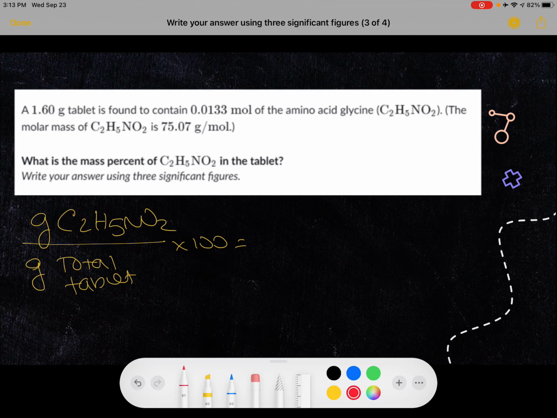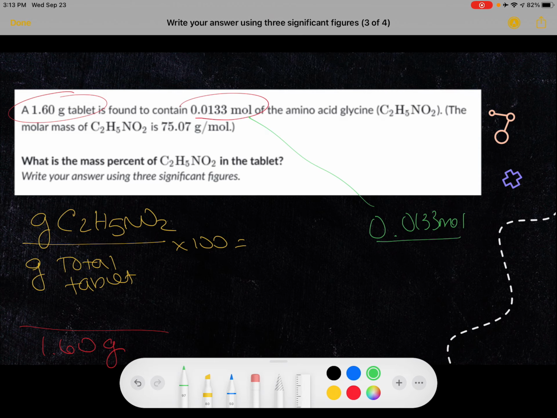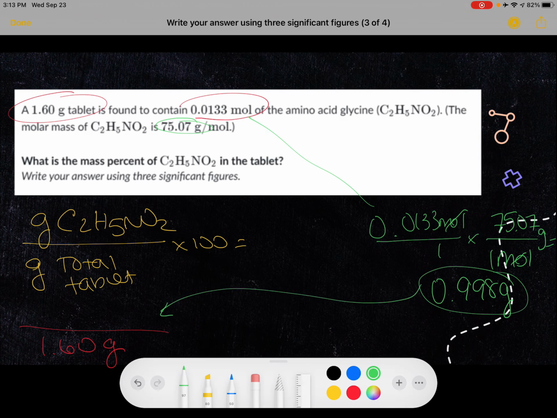So now as I go through here, let me see what I have. I read the problem again. 1.60 grams, that's my denominator. And then I need the grams for my numerator. Oh, they don't give me that. They give me moles. So now what I'm going to have to do is to change moles into grams. For every 1 mole, I'll get the molar mass on the periodic table. They were nice enough to give it to us. My moles cancel out. And then what I'm left with ends up being 0.998 grams of glycine, and that's my numerator.